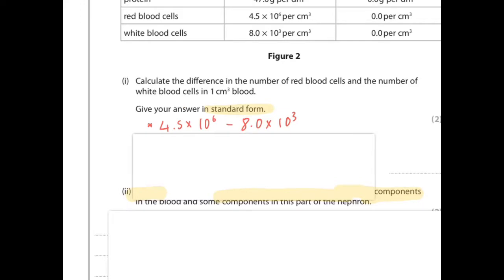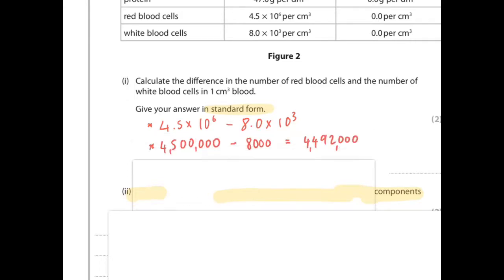So the only reason this is challenging is obviously because it's in standard form, which is becoming incredibly popular in all science papers. So make sure you are familiar with how to use standard form. So 4.56 times 10 to the 6 minus 8 times 10 to the 3. If you don't have a calculator, you can do it this way.